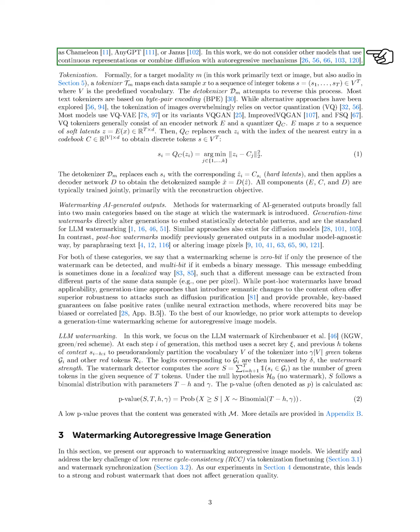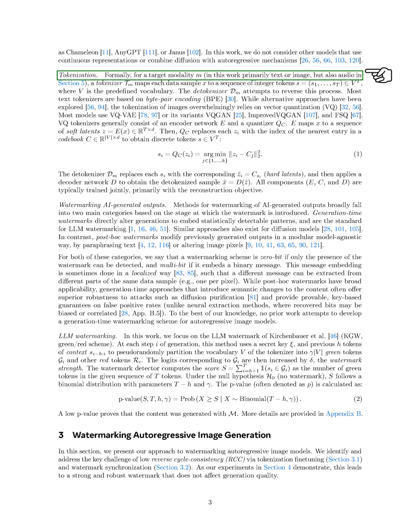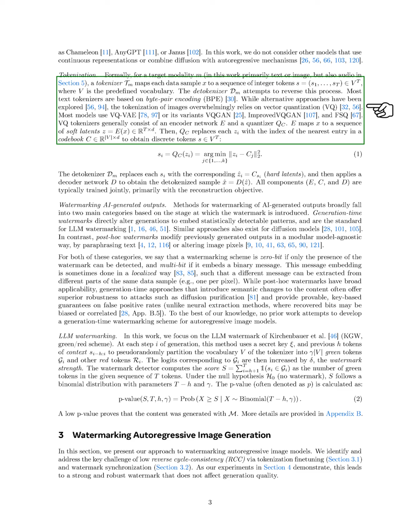Section: Tokenization. In this section, we discuss tokenization, which involves mapping data samples, like text or images, to sequences of integer tokens using a predefined vocabulary. The process can be reversed by a detokenizer. Most text tokenizers use byte pair encoding, while image tokenization mainly relies on vector quantization.